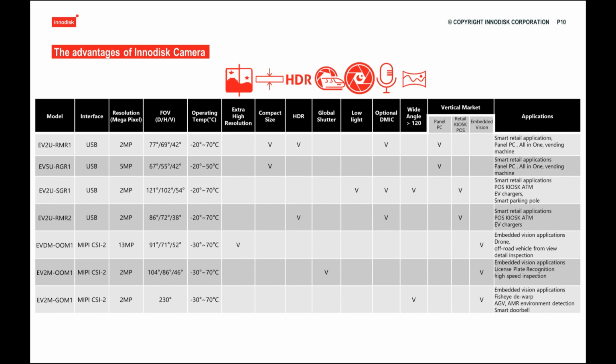Innodisk offers a range of camera modules for smart retail, embedded systems, license plate recognition, vending machines, drones, high-speed inspection, automated guided vehicles, and autonomous mobile robots. Camera module options include USB and MIPI CSI2 interfaces, resolutions ranging from 2 megapixels to 13 megapixels, global shutter, low light support, and wide angle.